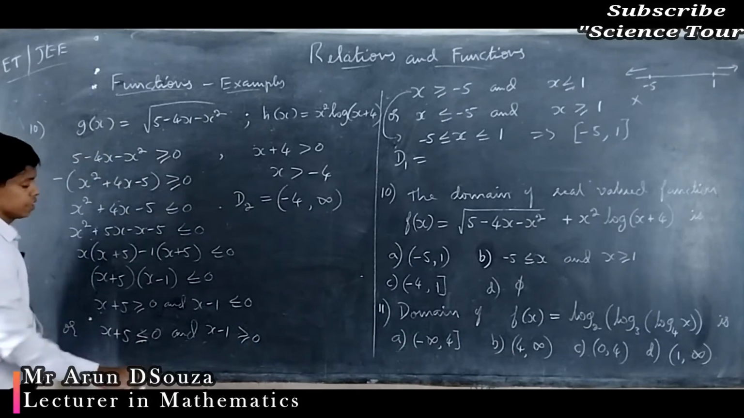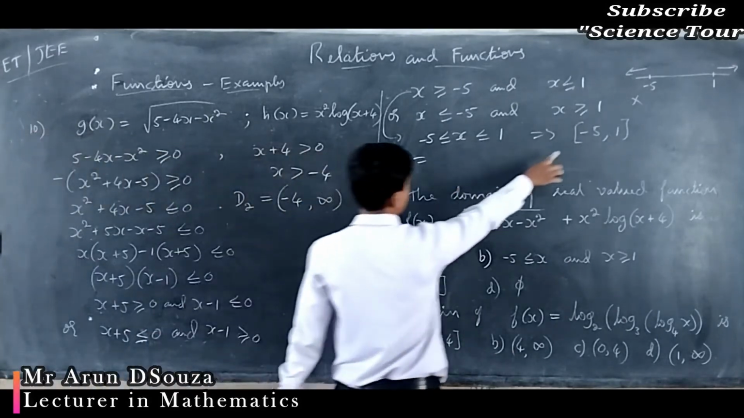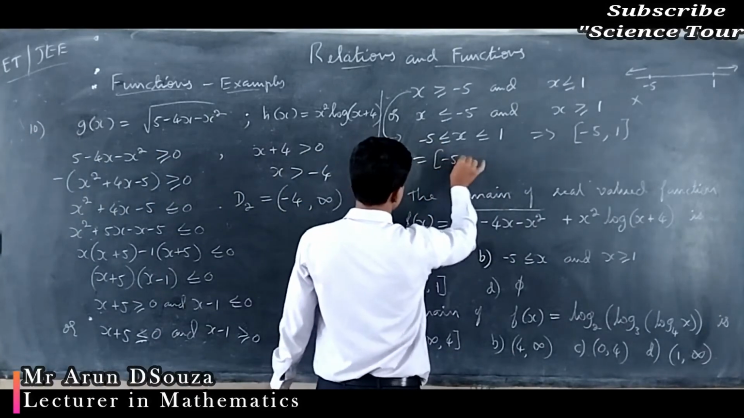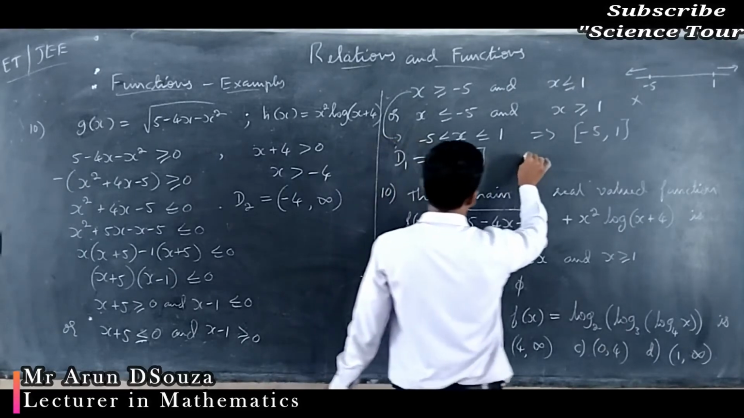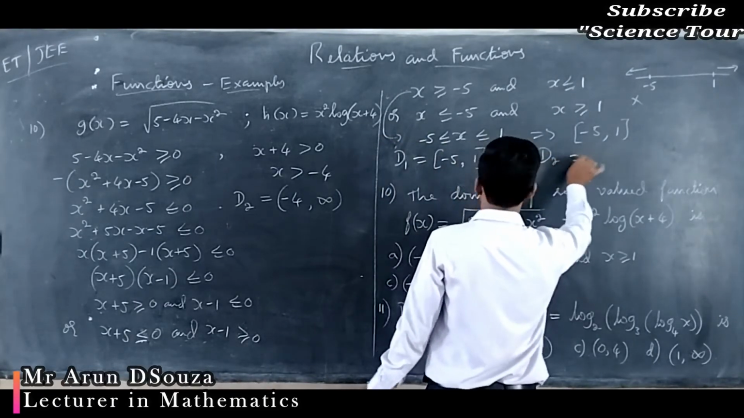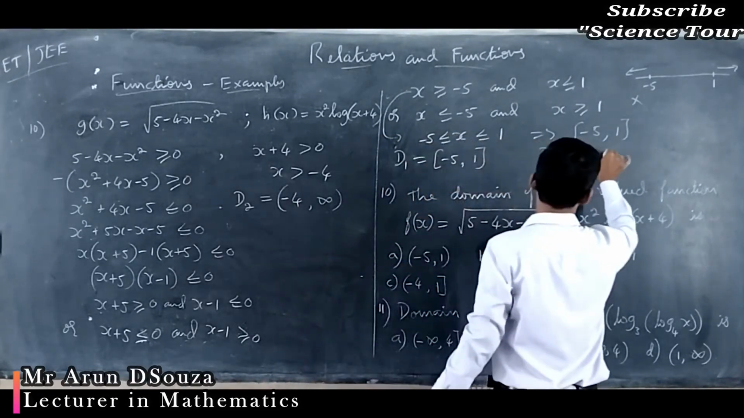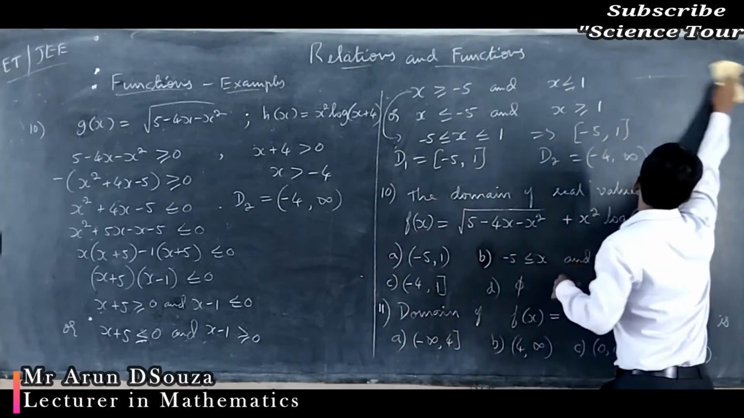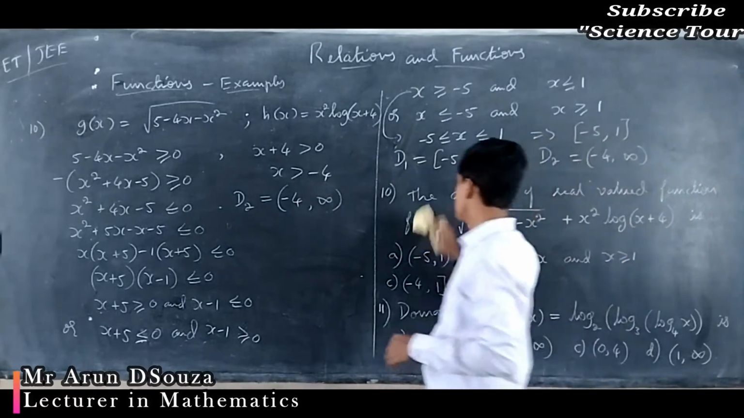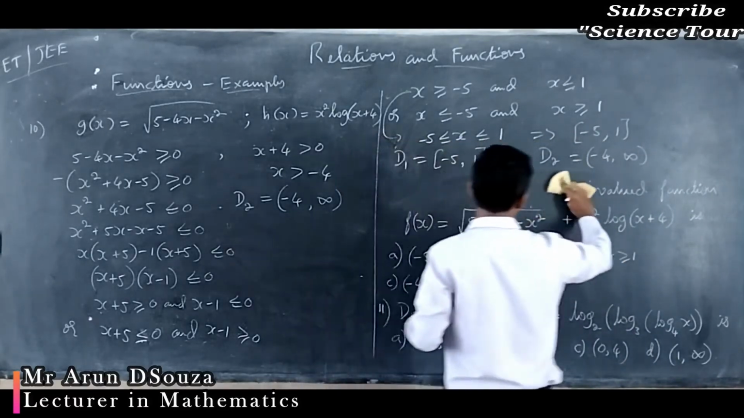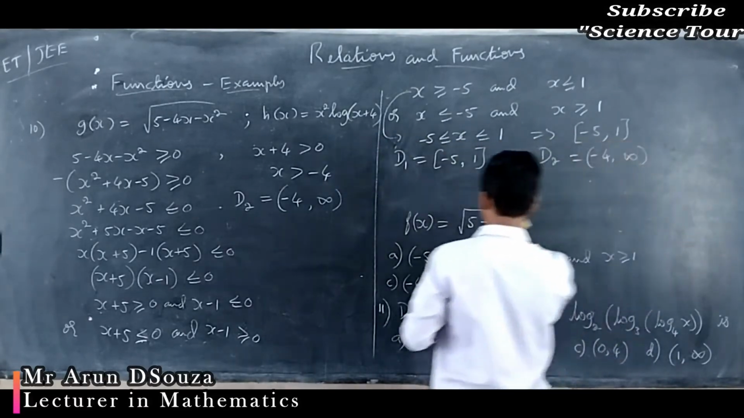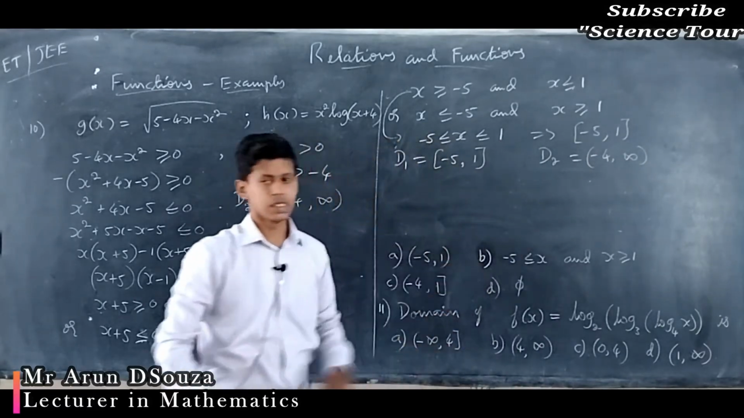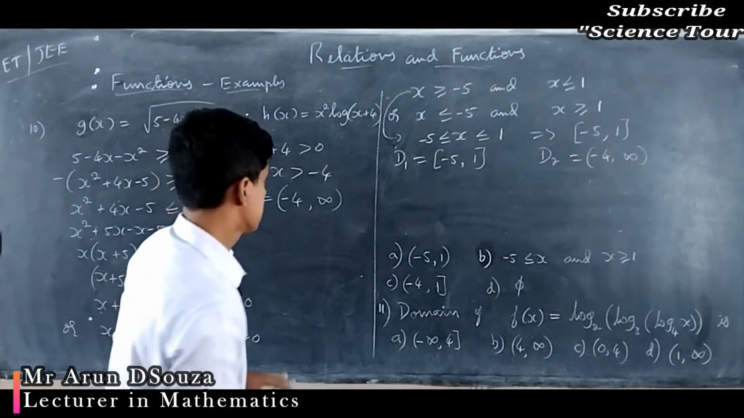So let's continue. What is the domain of g of x? D1. So the domain of g of x is this, minus 5 to 1, and D2 is minus 4 to infinity. Now let us combine both and get the common region, and let's decide which option is correct.